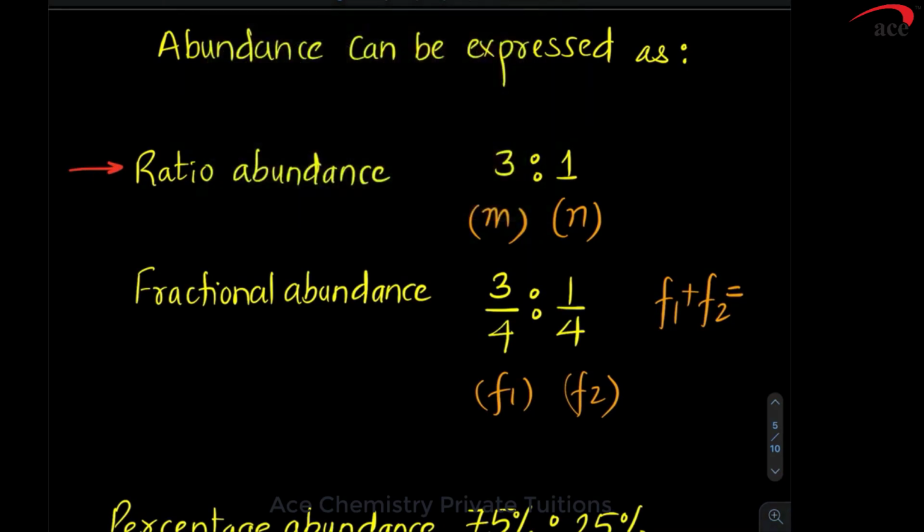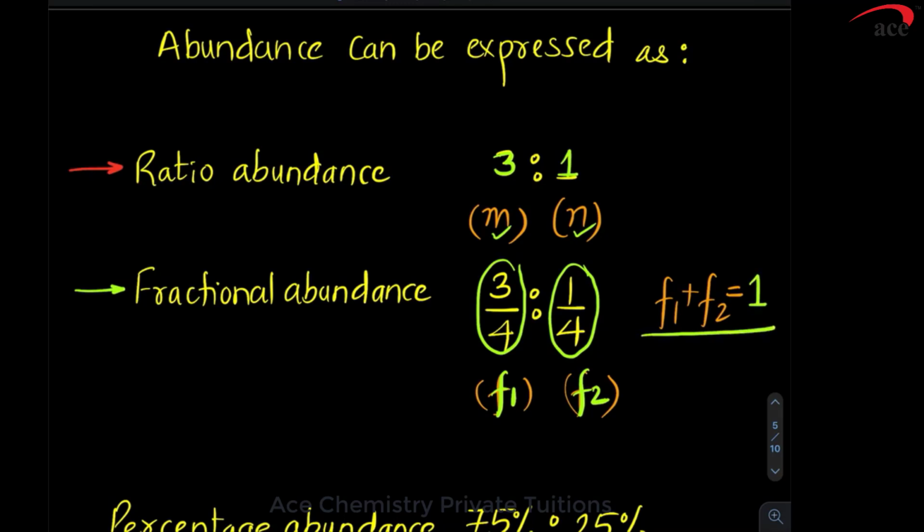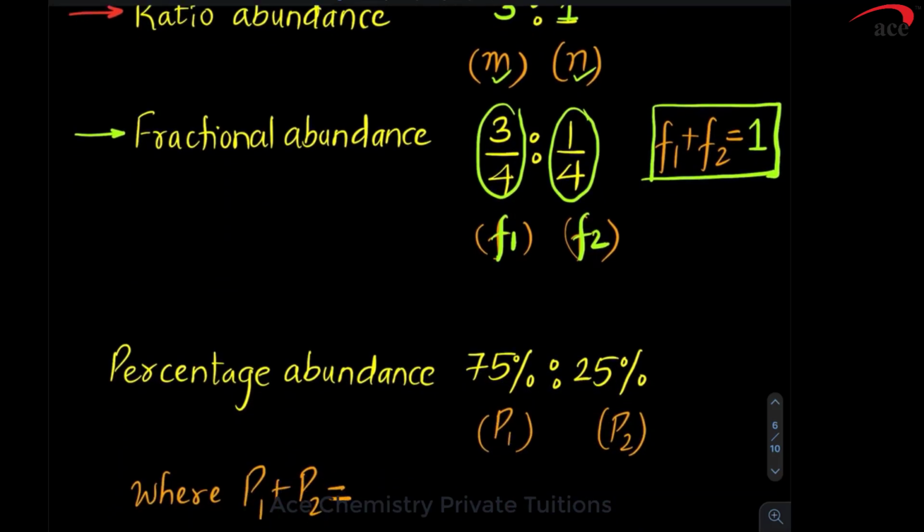If you express it as a ratio, it is 3:1. You can call one ratio part M, the other N. You can have fractional abundance: 3 parts out of a total of 4 parts, so 3/4, and 1 part out of 4 parts, 1/4. So fractional abundance is F1, the other one is F2, and if you note, the addition of F1 and F2 is 1. Fractional abundance, all added together, is 1.